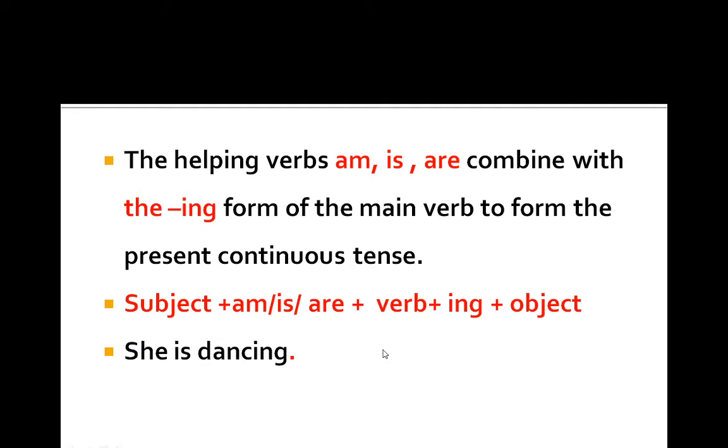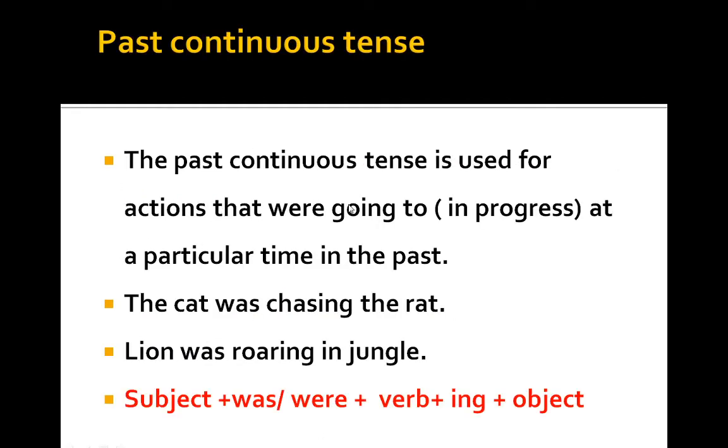Okay, let's see what is continuous past tense. Now we have seen only continuous present. See continuous past tense now. The past continuous tense is used for an action that was going on at a particular time in the past. See once again, if an action was in progress at a particular time in the past, then it is said to be continuous past tense.